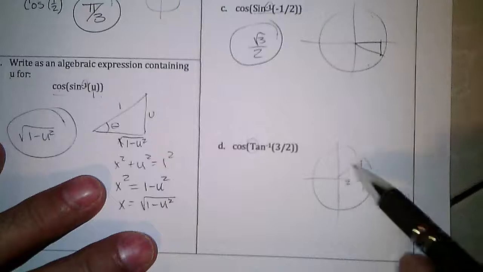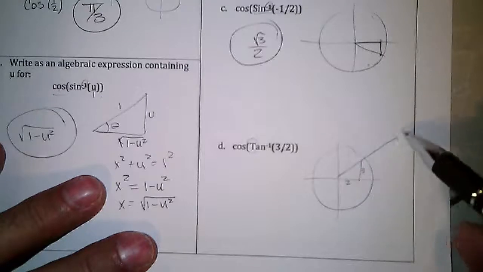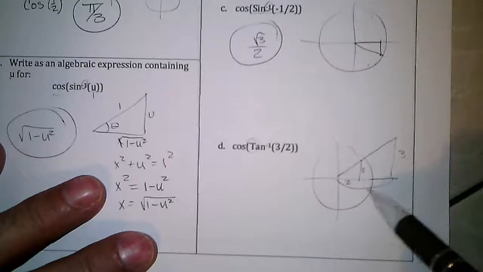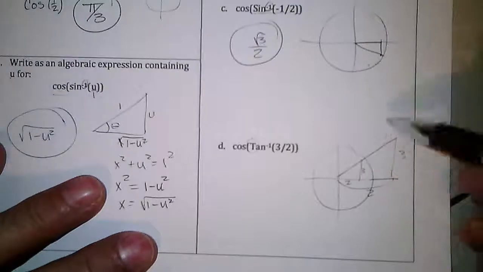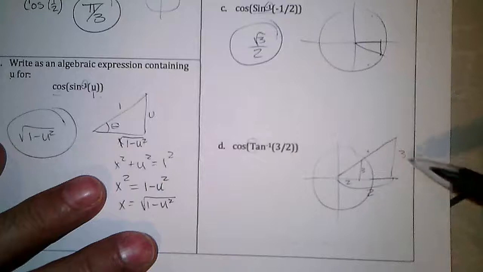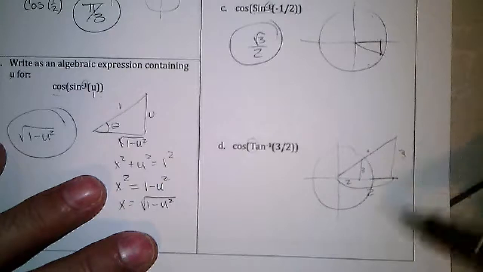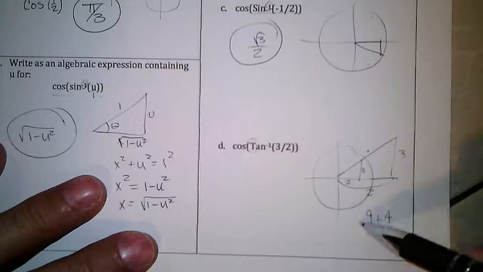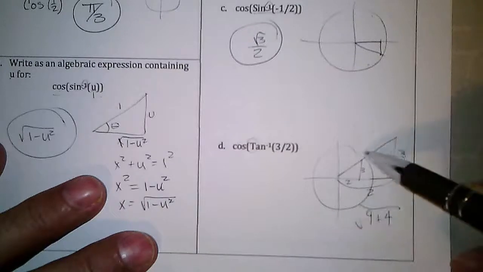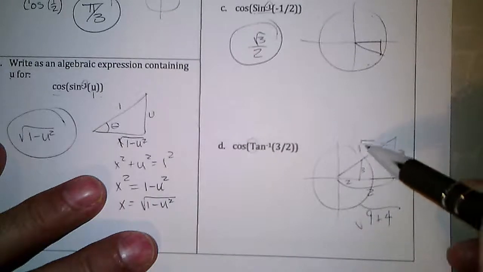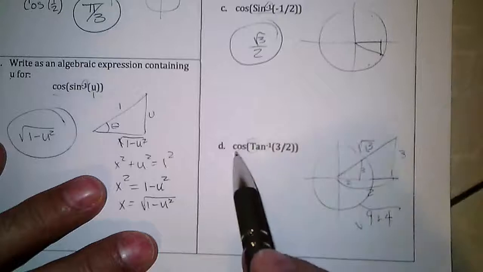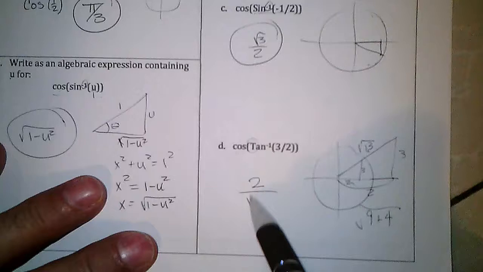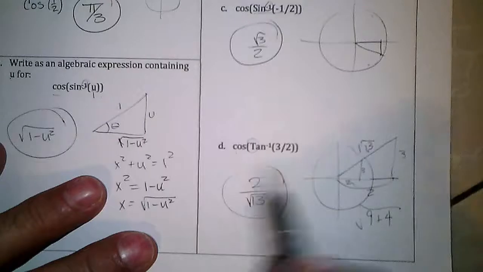And the tangent, which is opposite over adjacent, 3/2. Well, that doesn't fit in the unit circle. That would be longer to make it be 3 and 2. So we can figure out the hypotenuse. It's 3 squared, which is 9, plus 2 squared, which is 4, and square root would be the hypotenuse. So that's a square root of 13. The cosine would be 2 over the square root of 13, which you could rationalize.